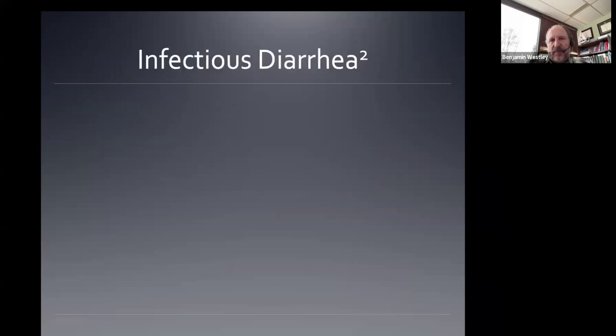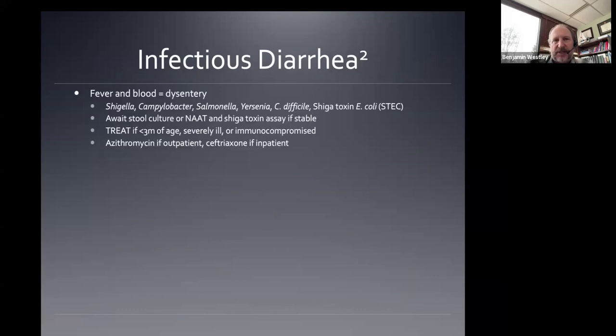So now I just want to talk briefly about infectious diarrhea. Sometimes we do admit people to the hospital for this. Let's briefly touch on terminology here. If you have fever and bloody stool, bloody diarrhea, that's dysentery, an old biblical term.